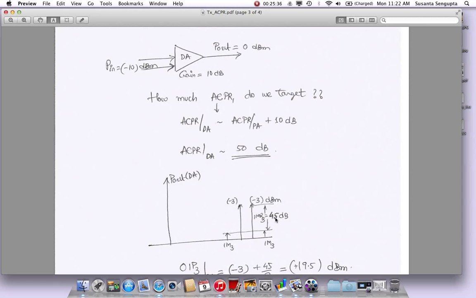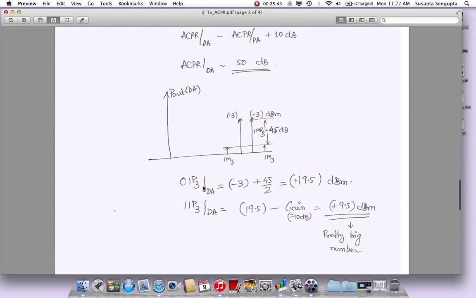So now if this is what you want at the output of the DA, you are ready to calculate what my OIP3 number should be. What should be the output IP3 number of the DA? If you calculate, that will come around plus 20 dBm, which is also pretty high. And input IP3, if you calculate accordingly with the gain being about 10 dB, will be about plus 10 dBm. This is also a pretty big number.